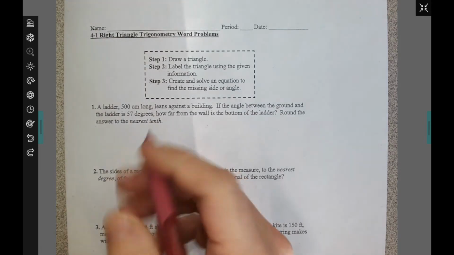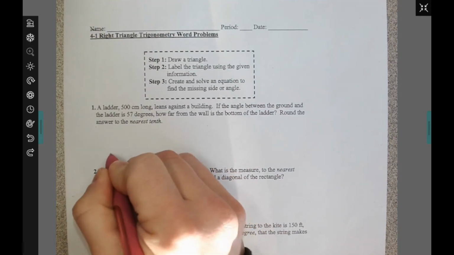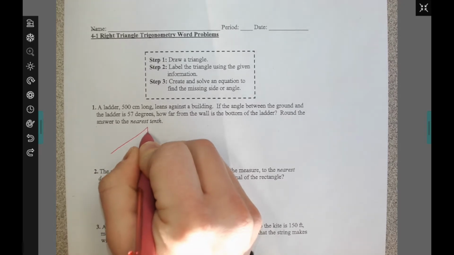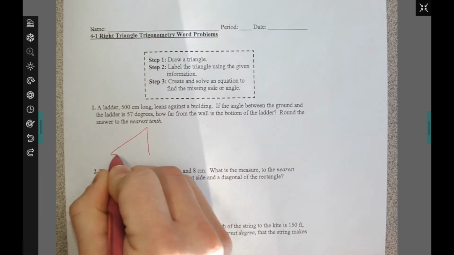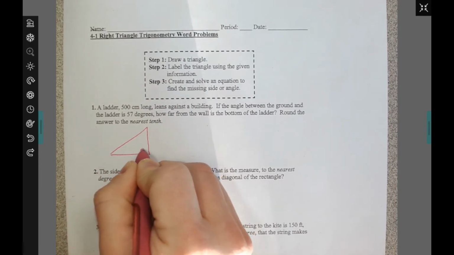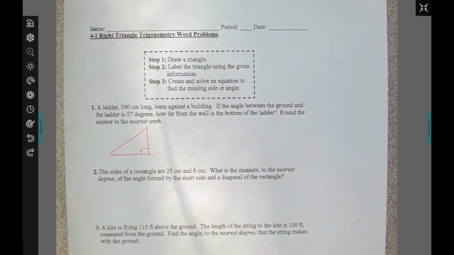Okay, so if you wanted to, on every single one of these, you could actually start off by just drawing a right triangle. Okay, so I got my right triangle, and then we're going to be filling in missing information on this right triangle. So reading through it, you got a ladder is 500 centimeters long, leans against the building. They want to know if the angle between the ground and the ladder is 57 degrees, how far from the wall is the bottom of the ladder, round your answer to the nearest tenth. So this is where you start pulling out the information from the problem and then labeling the triangle.